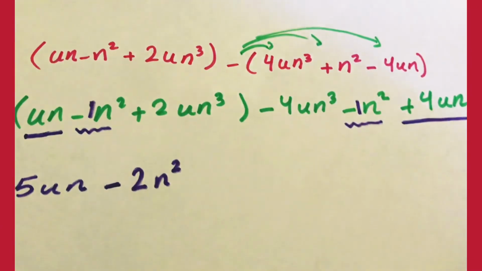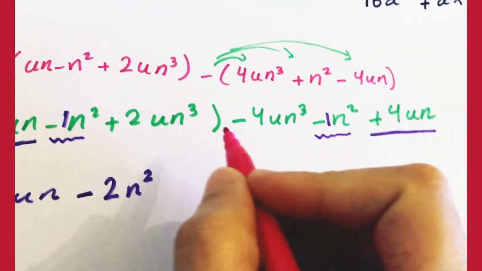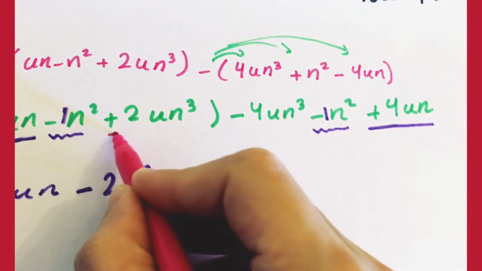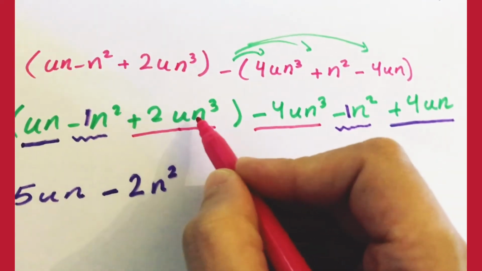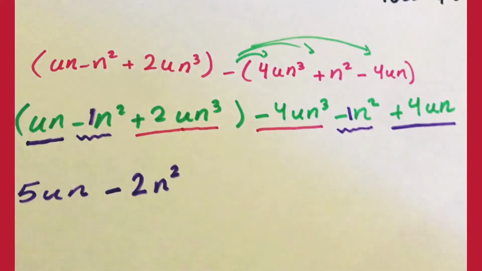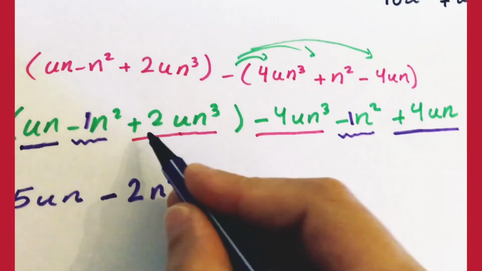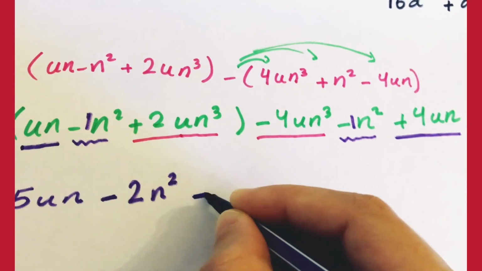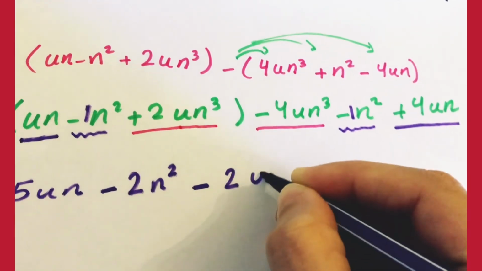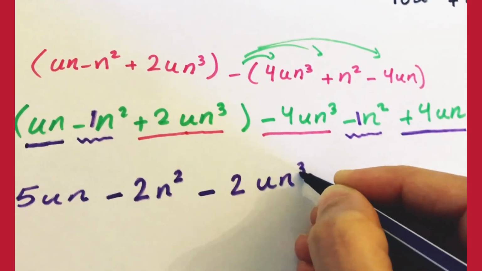Last one is this one. Okay, and this one, un cube. So plus 2 minus 4, we subtract and put the sign of the big number, so it will be negative 2un cube.